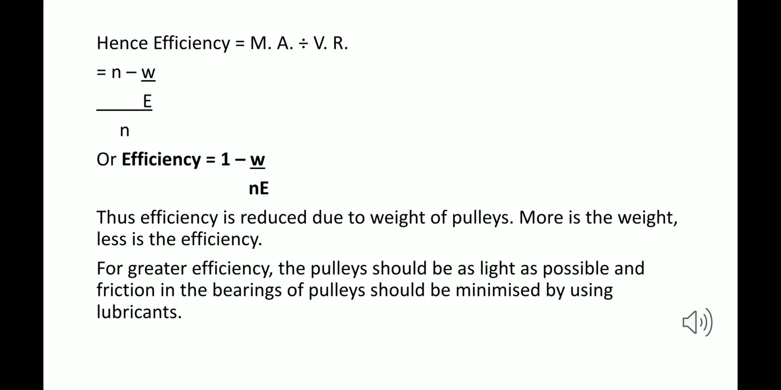That is very obvious. Now, for greater efficiency, the pulleys should be as light as possible and friction in the bearings of the pulley should be minimized by using lubricants. Okay, these are the two things we have to notice while putting up the pulleys: it should be massless, that means as light as possible, and lubricants should be used so that the friction in the bearings is minimized. So this was all about pulleys, students.